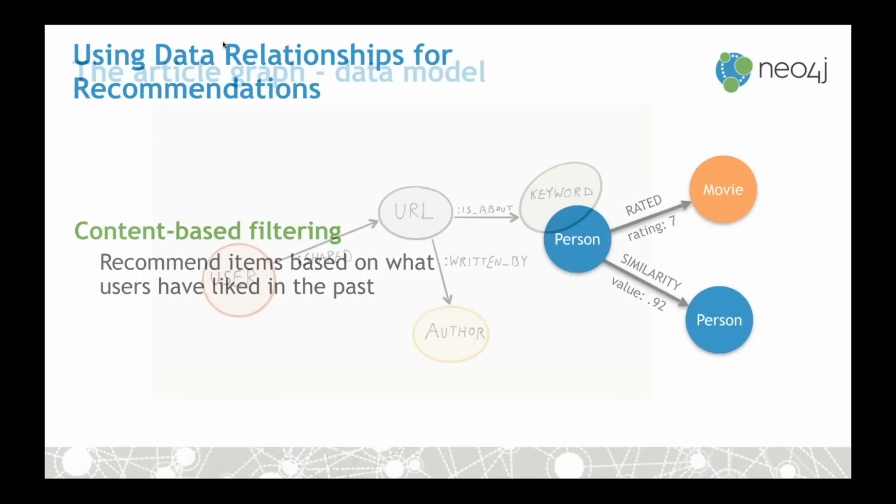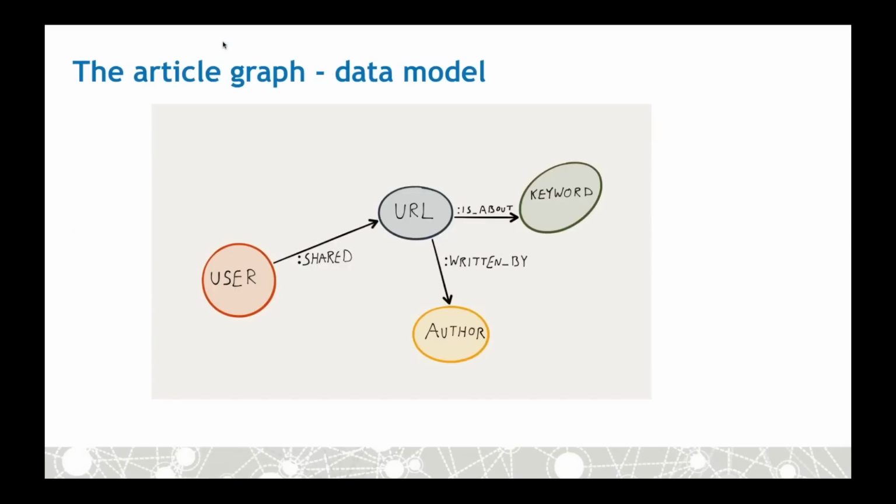And we're going to be looking at what I like to call the article graph. So we're going to be looking at articles from the internet that some user has shared or that they've read, that they've expressed some interest in. We're going to extract some keywords from those articles. We'll also keep track of the author of those articles as well. But this is the basic data model that we'll use to generate recommendations for other articles that the user might be interested in based on what they've read or shared previously.